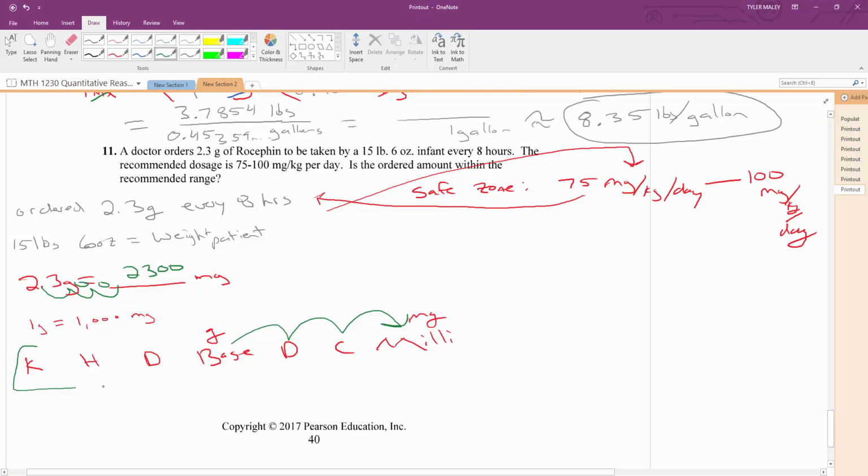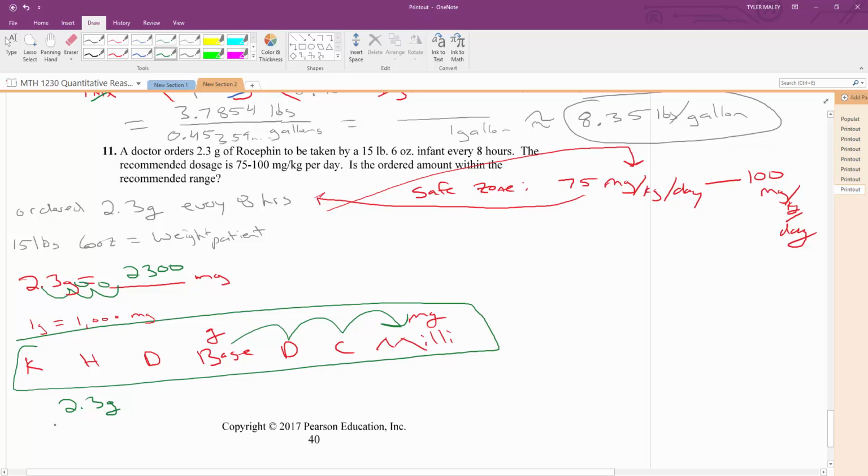If you already know how to do it this way, that's perfectly fine. If not, then you can just do a proportion. So 2.3 grams over X milligrams equals 1 gram over 1,000 milligrams. So we would take 2.3 times 1,000, which gives me 2,300.